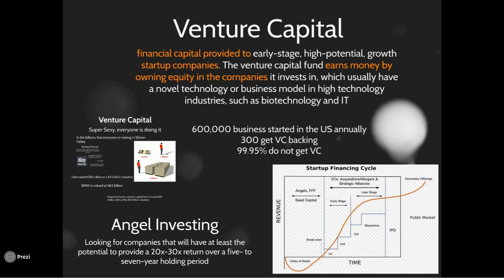600,000 businesses start in the U.S. annually. Only 300 get VC backing. So this is 99.95% that do not get VC. So it's kind of a rare thing, and you shouldn't place your hopes on it. My opinion would be organic growth would be better. And there's kind of a startup financing cycle, and you've got to get things off the ground.